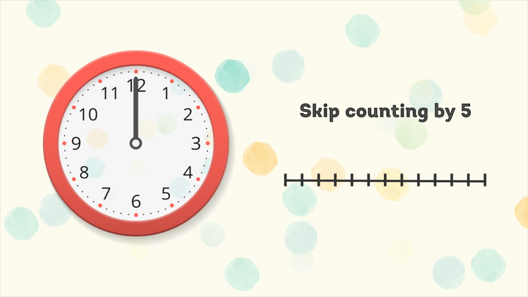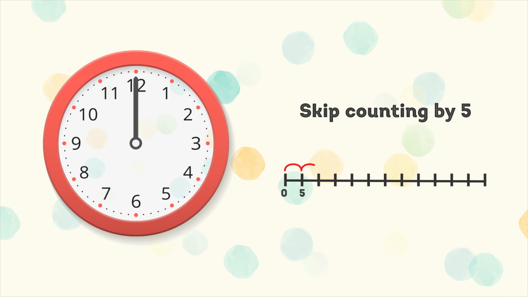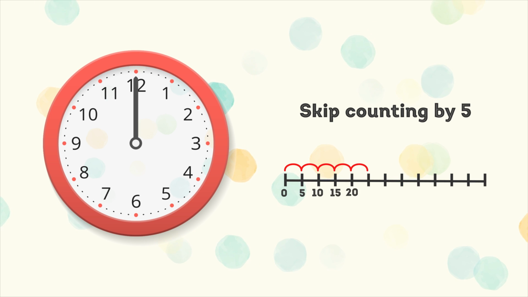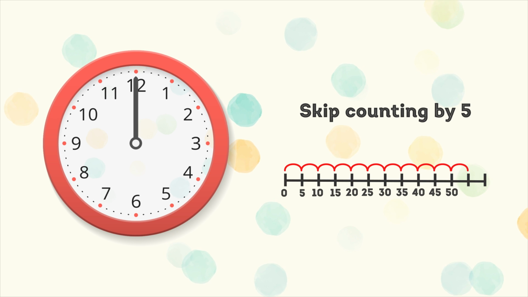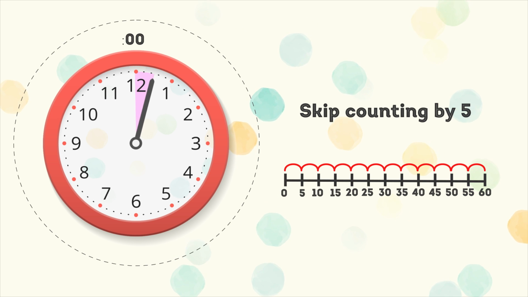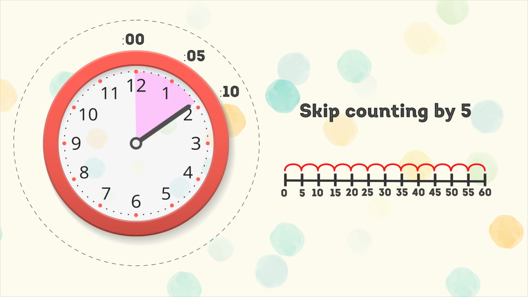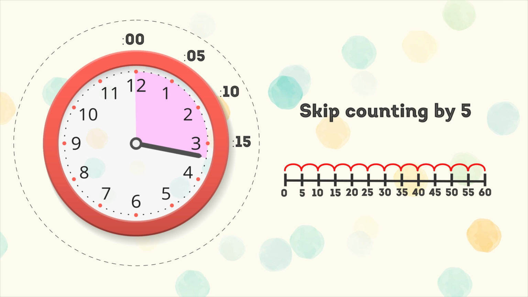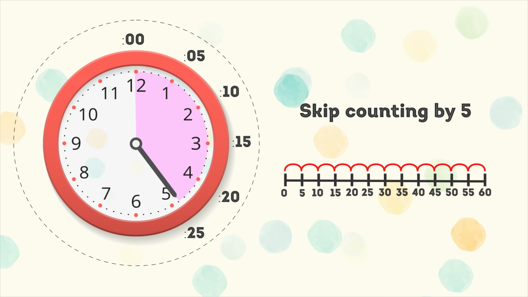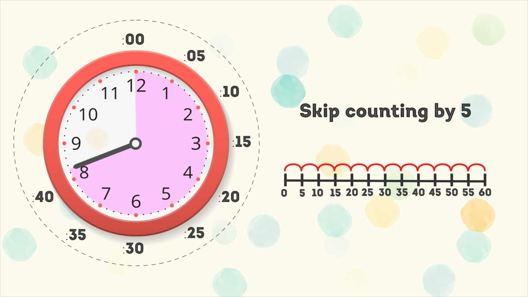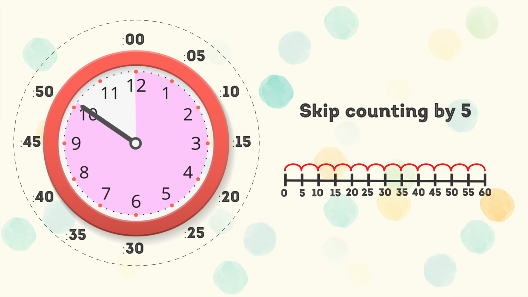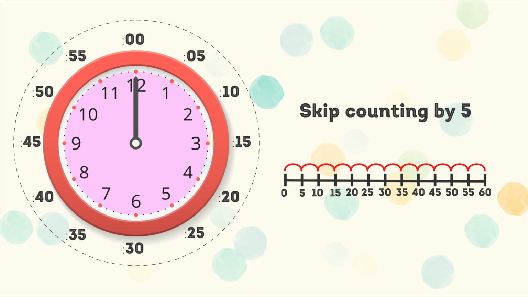Do you remember how you learned to skip count in math class? Skip counting by 5 means counting every fifth number. 0, 5, 10, 15, 20, 25, 30, and so on, until we reach 0 minutes of the next hour.